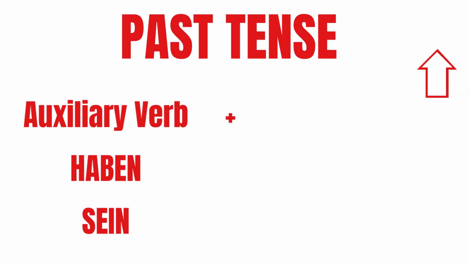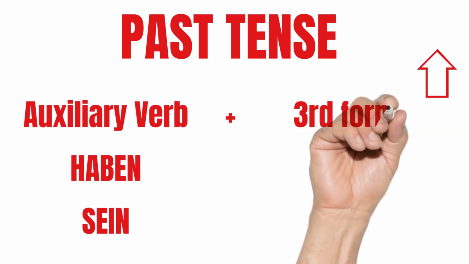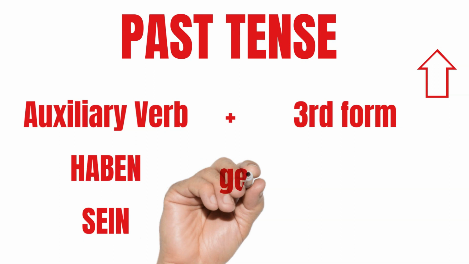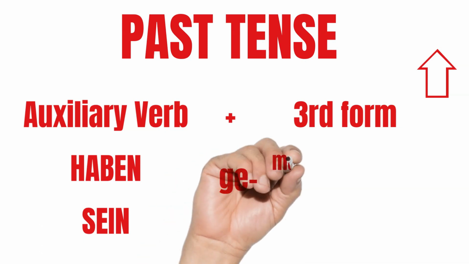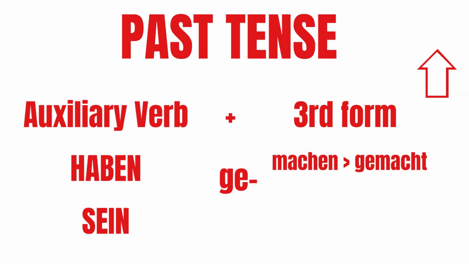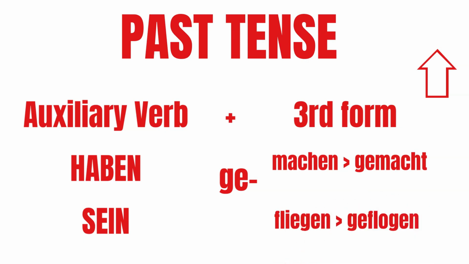Second, we need the participle 2, or in English it's also called the third form. There are some different ways how to build it, but we rather keep it simple. We have to put the letters G and E in front of the verb. For instance, machen becomes gemacht, made. Or fliegen becomes geflogen, fly in English.